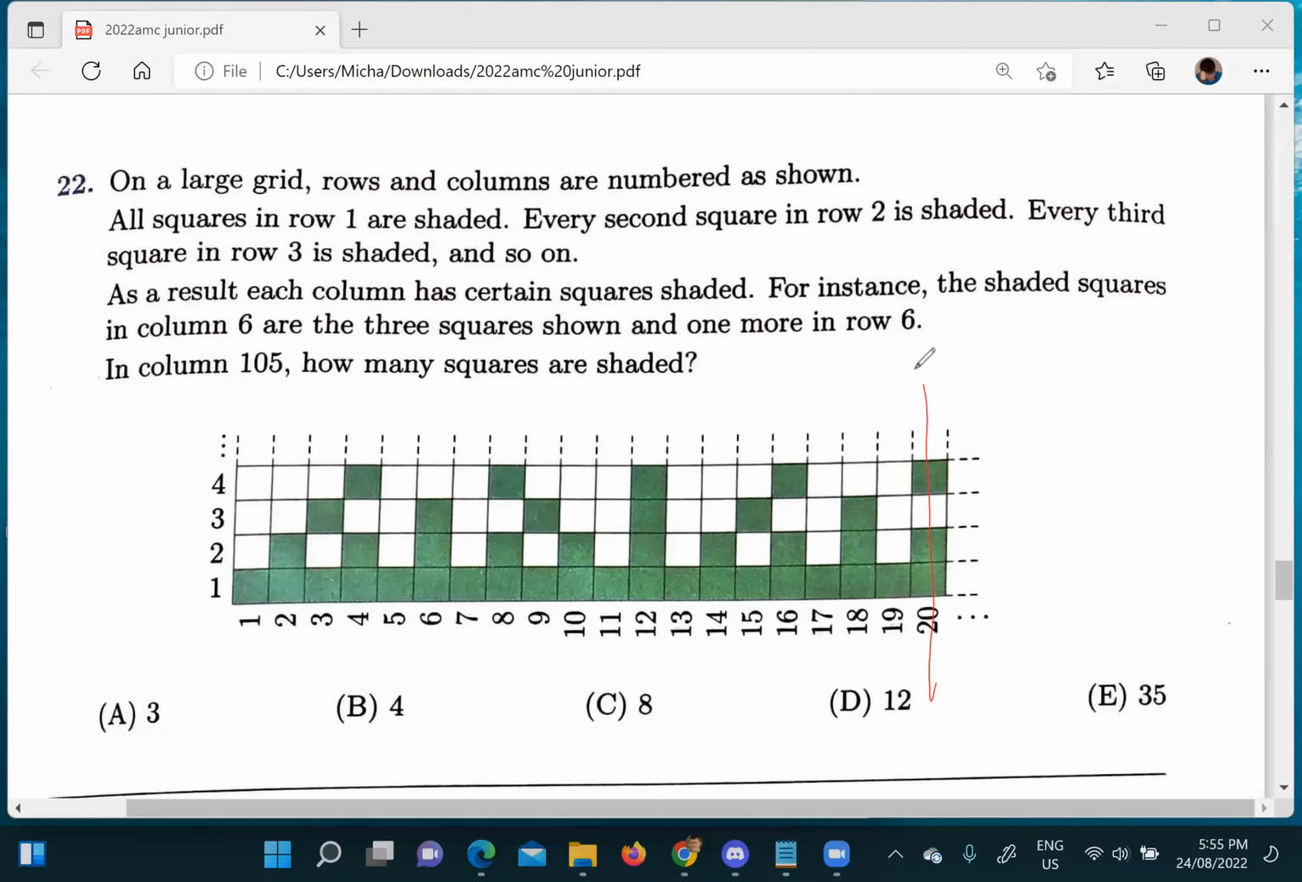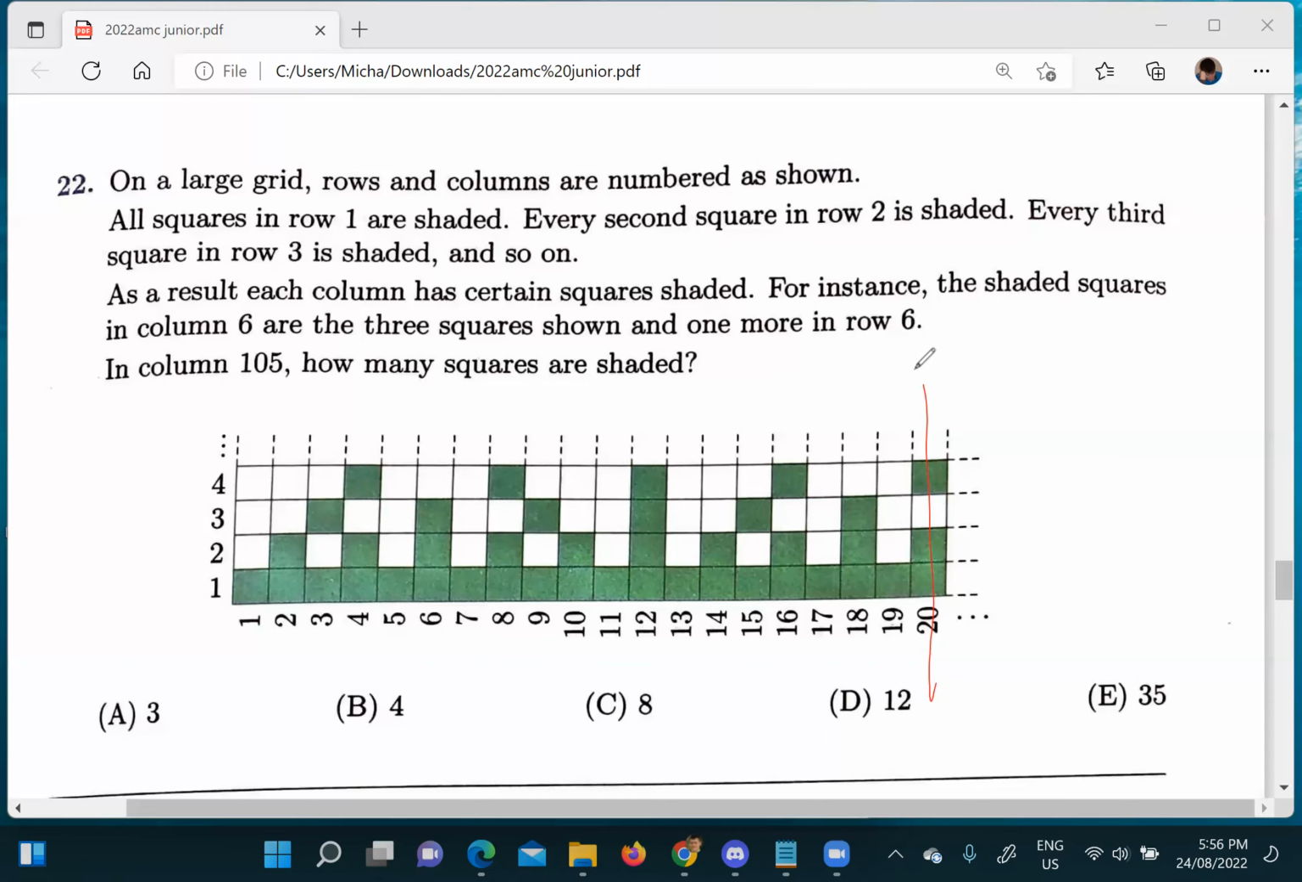Okay, so how do you figure it out for 105 then? In any column, there will always be at least one shaded square, because 1 is divisible by every number. So 1 is always there. You can see that it's all green. There's also a square on column 5.